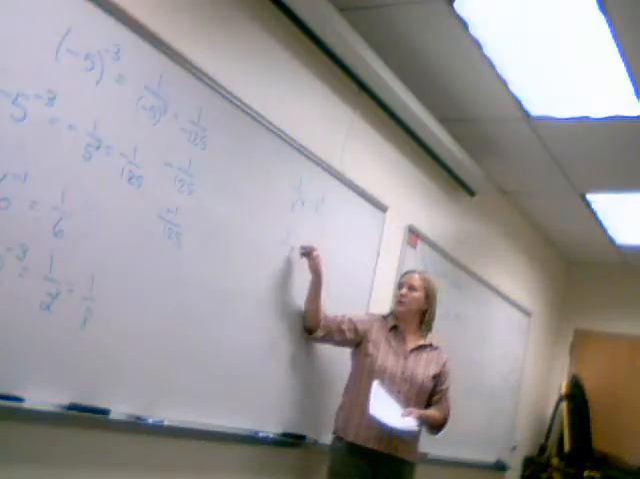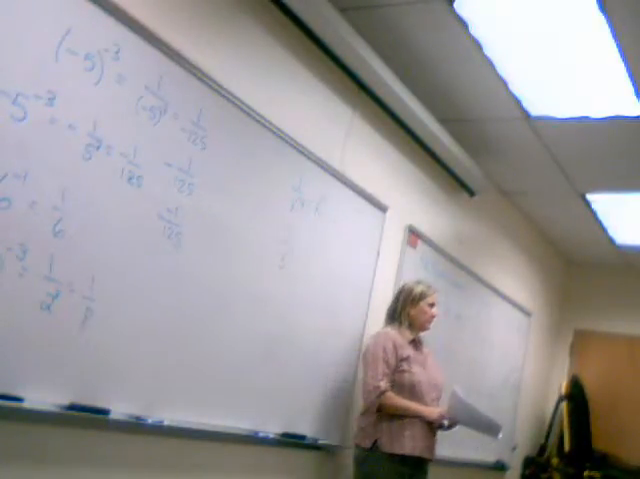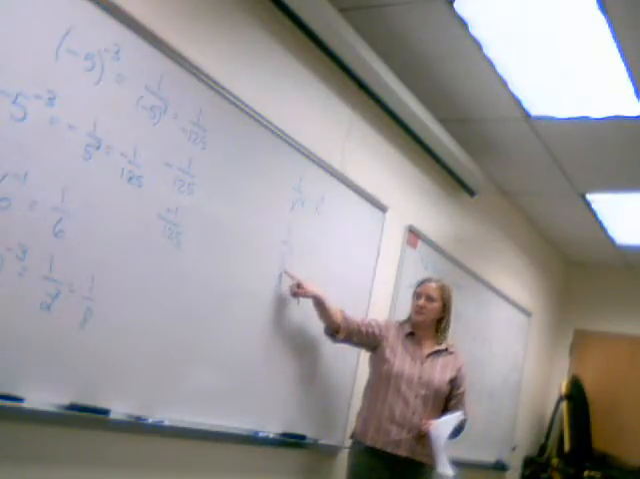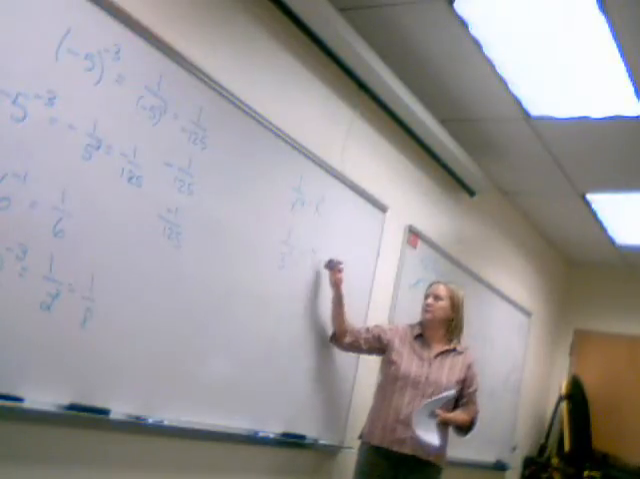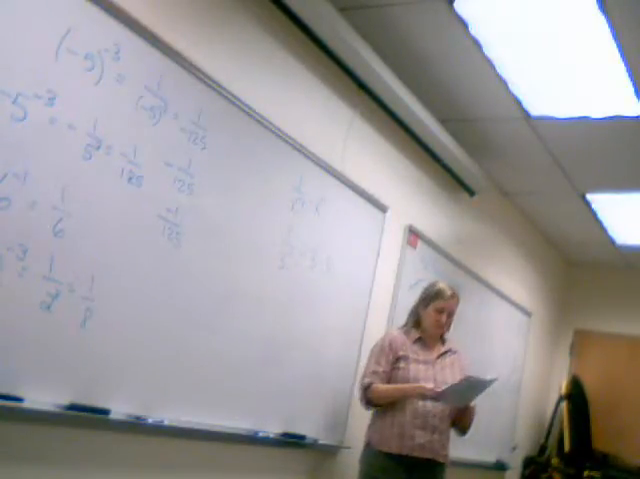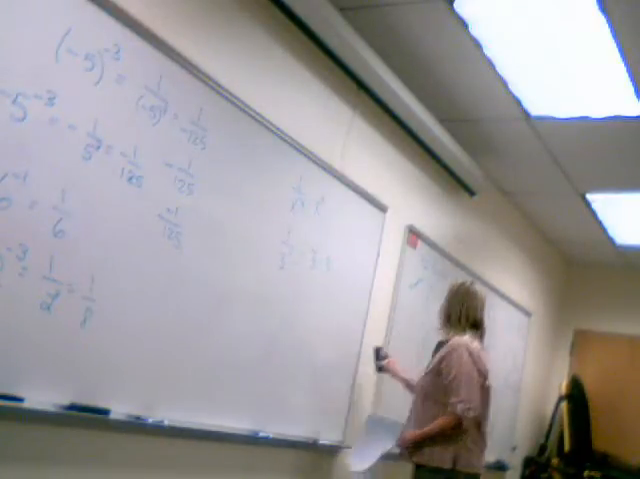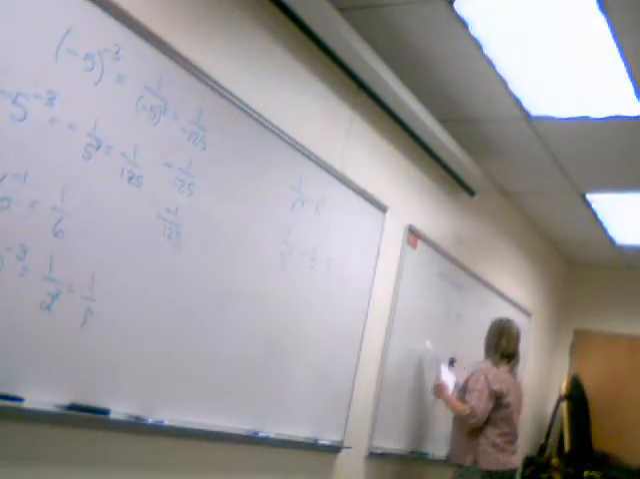How about 1 over 3 to the negative 1? Just 3. Because what this negative does is flip this, brings it to the top, so it's 3 to the 1, which is just 3. Okay. Try some problems.